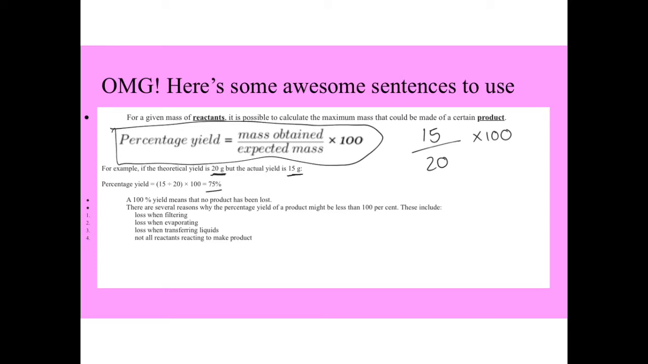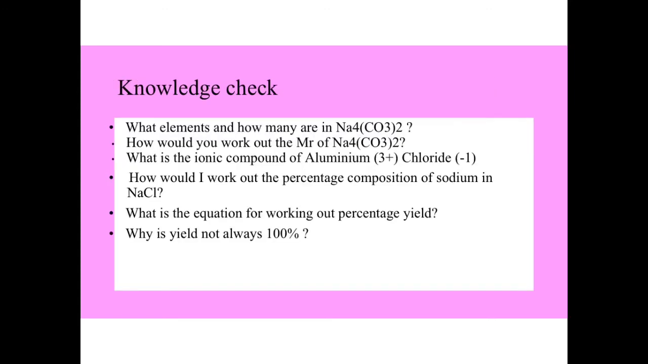The reason that we don't always get 100% yield, there are several reasons. Loss when filtering, loss when evaporating, loss when transferring liquids, not all reactants reacting to make a product. So they're the reasons why you should be getting 20, but maybe you didn't get 20. It's not always 20, that's just the example. So let's have a go at the questions.